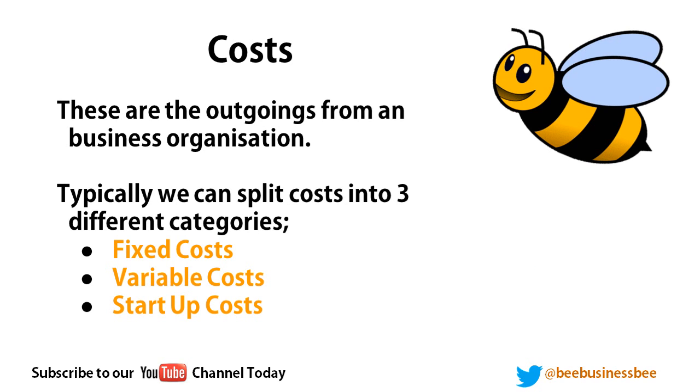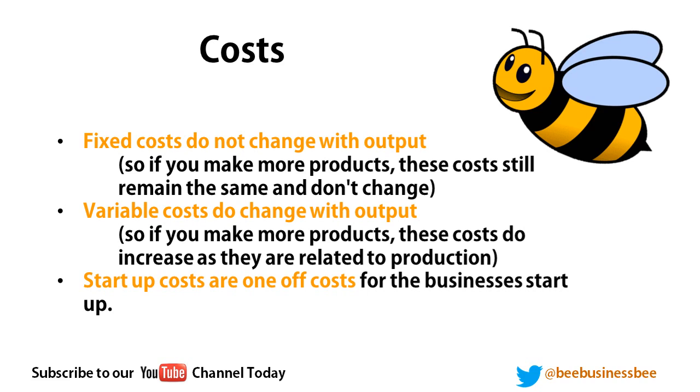Let's have a look at some costs. Right, now costs are typically the outgoings from a business and an organisation. Typically we split costs into 3 different categories. We have 3 different types of costs. They are fixed costs, variable costs and startup costs. Now the key word here is the bit about output. Fixed costs do not change with output. So if you make more products, these costs still remain the same. This is like rent. If nobody comes into your shop, you still have to pay rent. If 100 people come into your shop, you still pay the same amount of rent. The rent does not change.